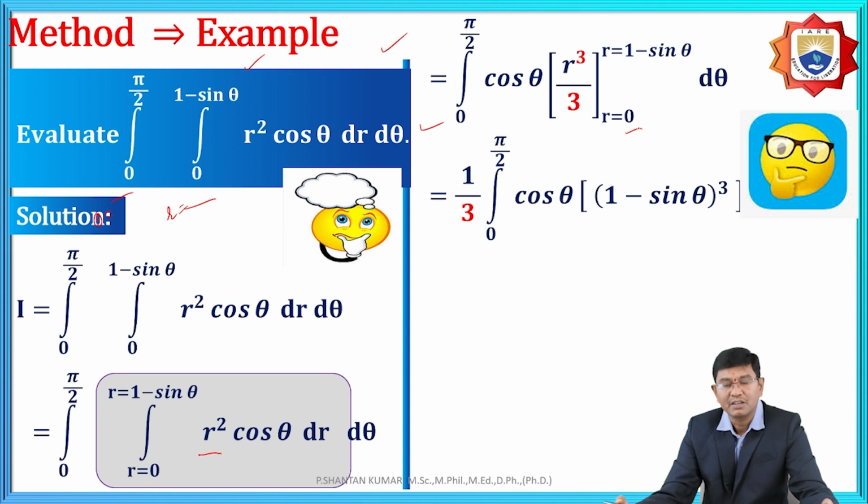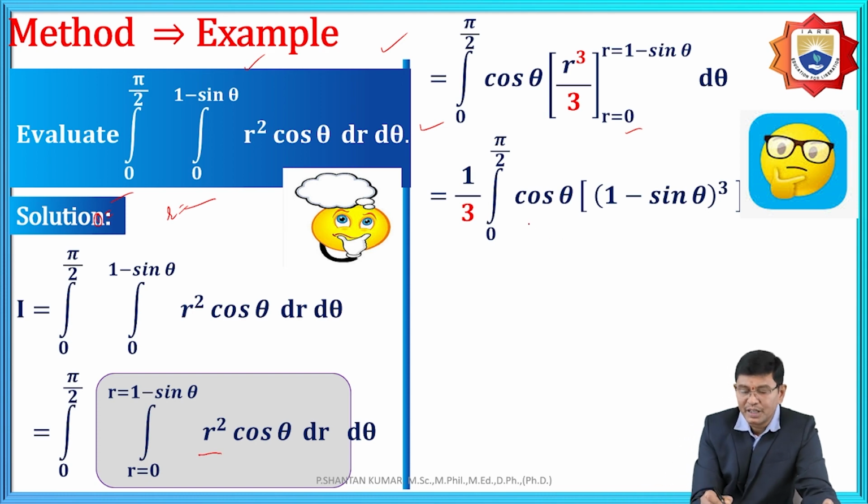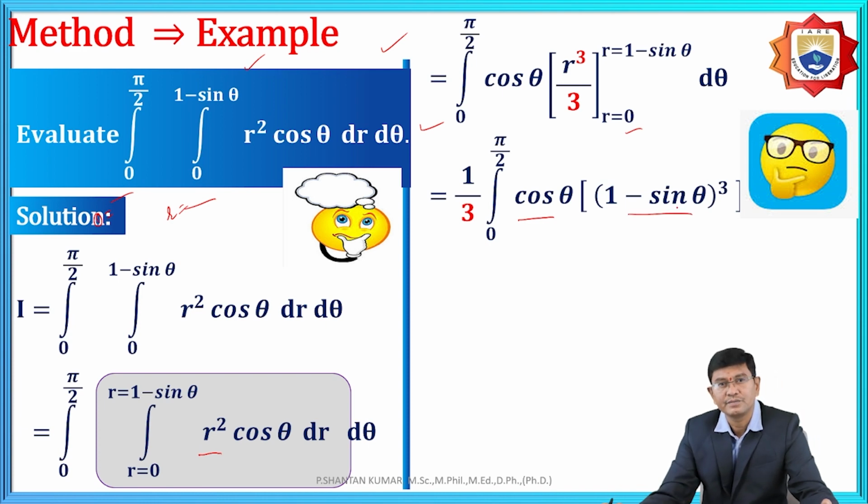Observing here, we have cos θ and minus sin θ, and it is not possible to find the integration directly. Therefore, we assume that sin θ is equal to t and cos θ dθ is equal to dt. Hence, the integration changes in terms of t by the substitution method.